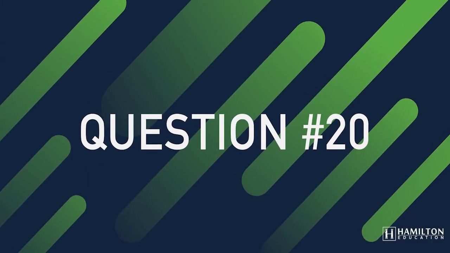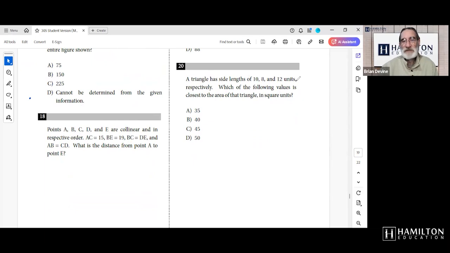Question 20. A triangle has side lengths of 10, 8, and 12, respectively. Which of the following values is closest to the area of that triangle? Well, there's a fact. Now, this isn't to scale. I'm just saying 10, 8, 12 is this triangle. That if we know the three sides of a triangle, there's a formula called Heron's that we can use. And Heron's uses what's called the semi-perimeter. Here I'll say S. The semi-perimeter is the sum of the three sides divided by 2.